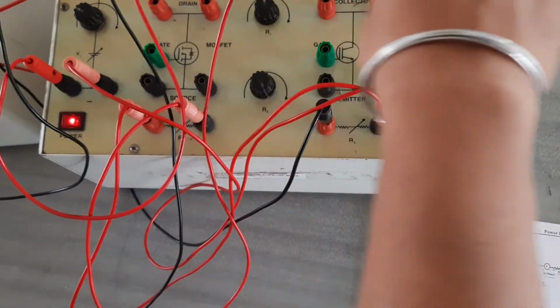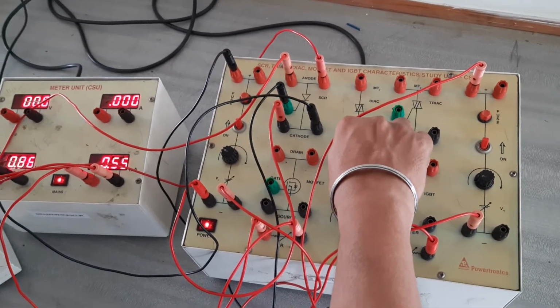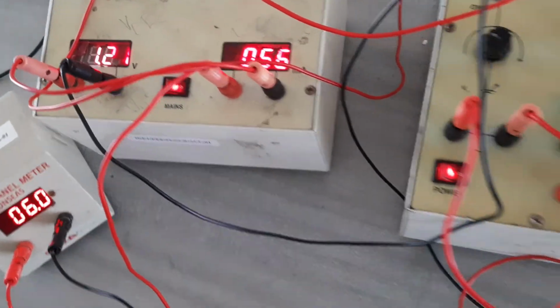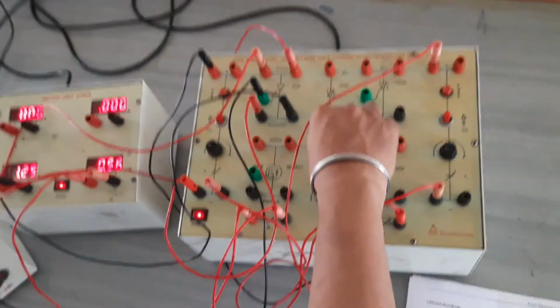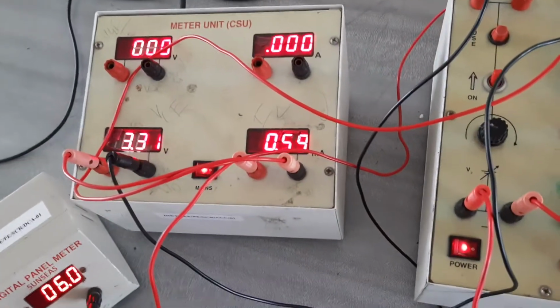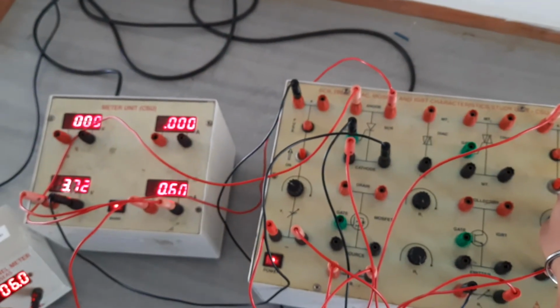Again the same procedure we have to take for 2 volts. Dear students, you can see here 1.2 I have been taking. For 1.21 volts, here we get 0.56 milliamperes. Similarly, if we go for 3.3, we have to vary until the SCR is made on. So 0.59 milliamps. We have to vary till the SCR is made on.